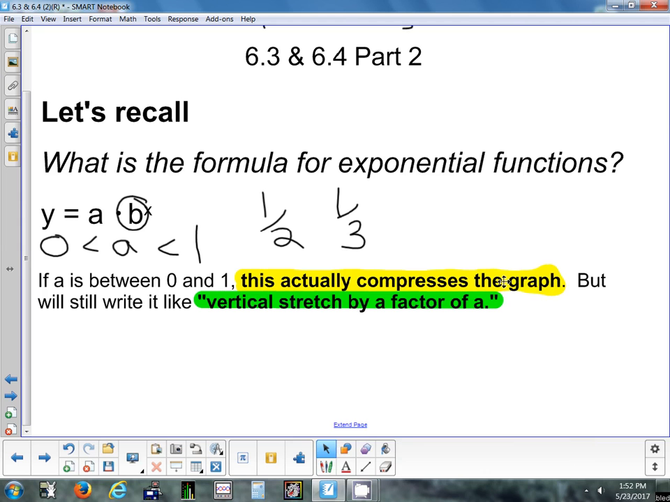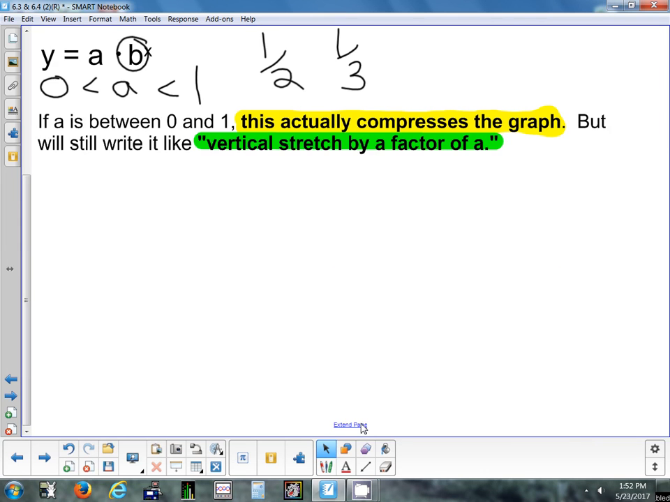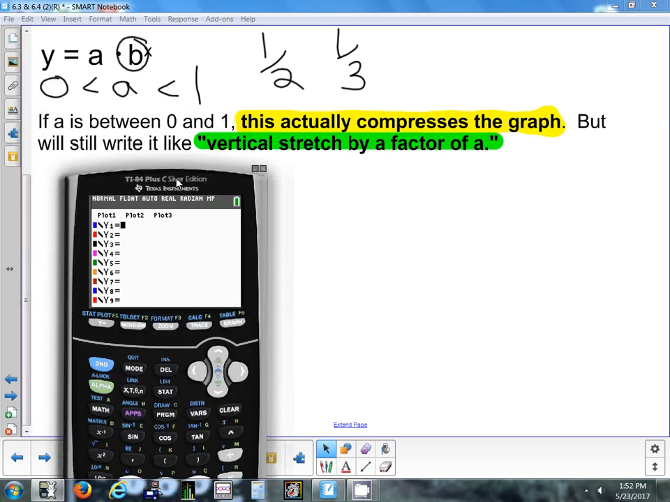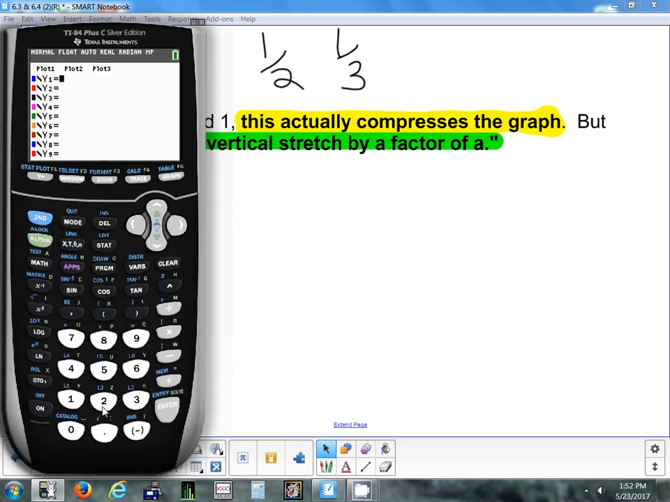So on your notes, where it says this, I want you to write, this actually compresses the graph. You can write it on the line right below the dot. Don't worry about filling in the dot. All I want you to write is this actually compresses the graph.